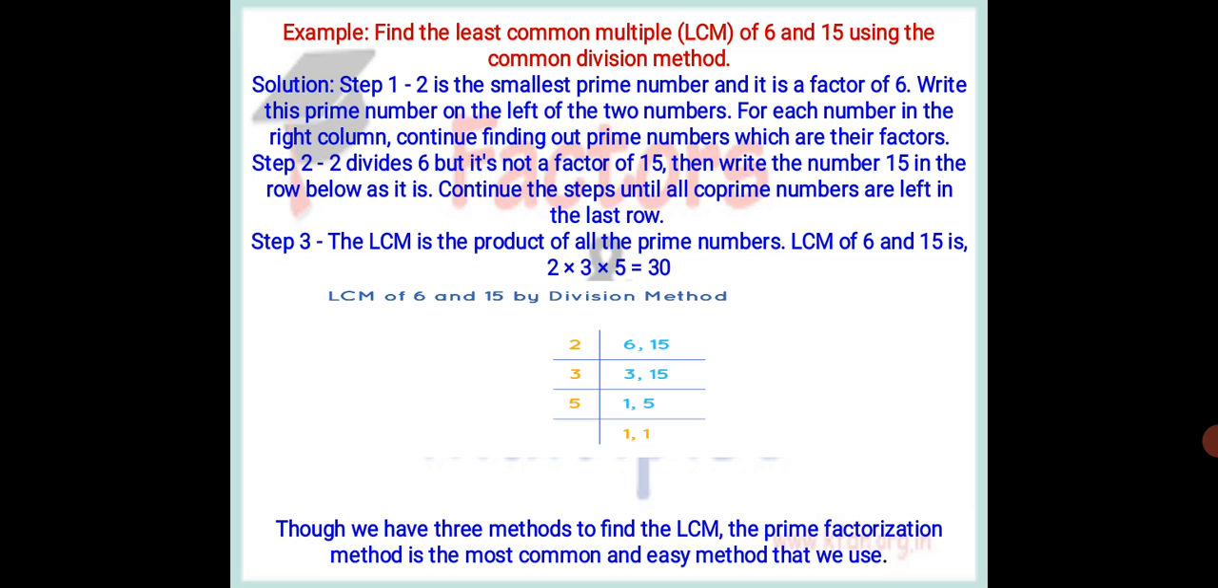So, we have 3 methods to find the LCM. The prime factorization method is the most common and easy method to use.